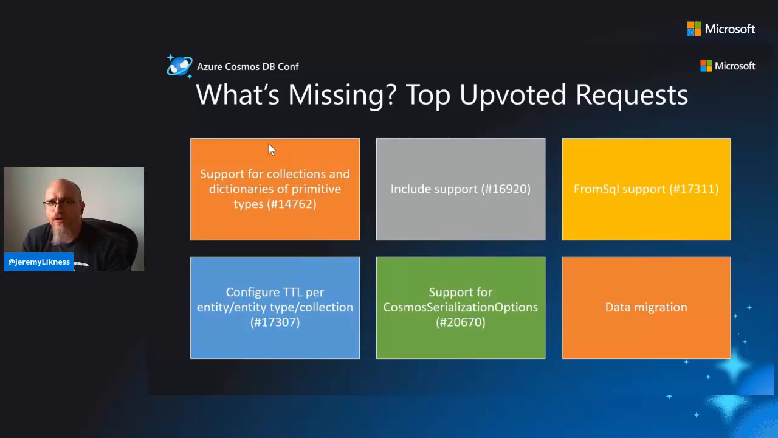These are the top voted features right now: support for collections and dictionaries, support for the include directive, which allows you to specify what part of a document structure you may want to load, from SQL support so you can pass direct SQL queries, configuring your time to live, support for serialization options, and then there's an outstanding issue that's an interesting one, which deals with what we call data migration.